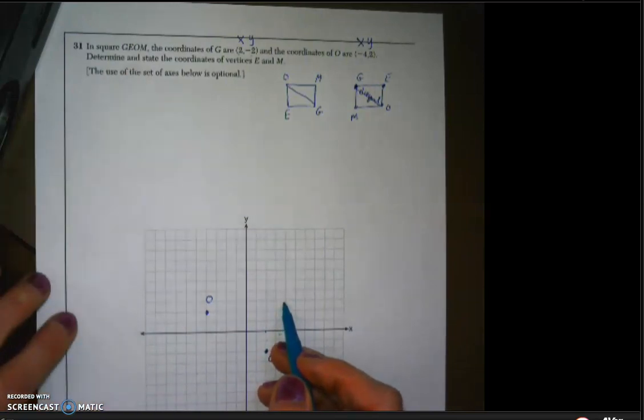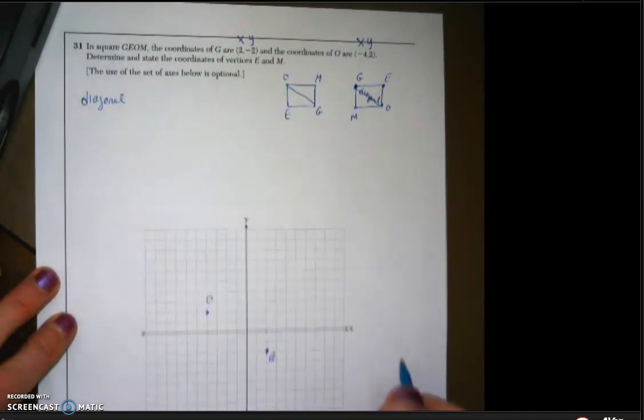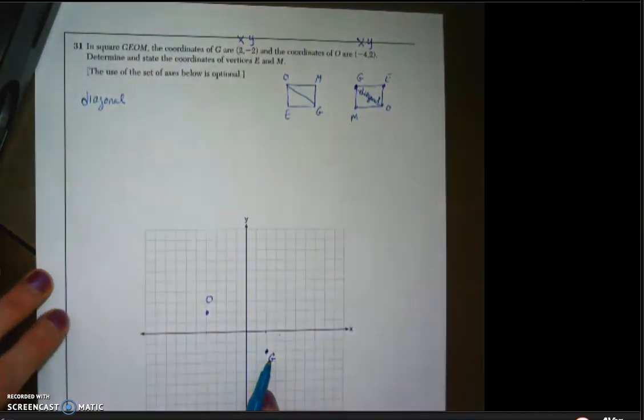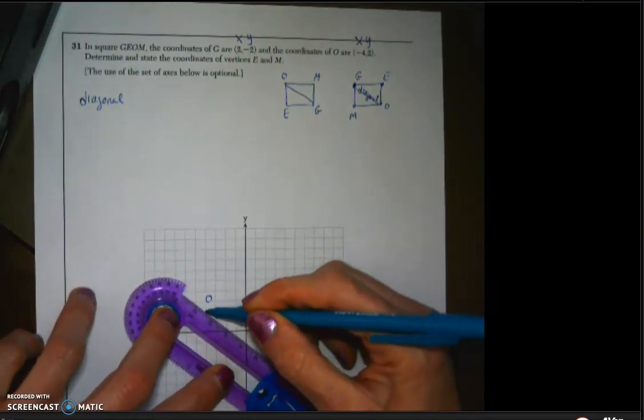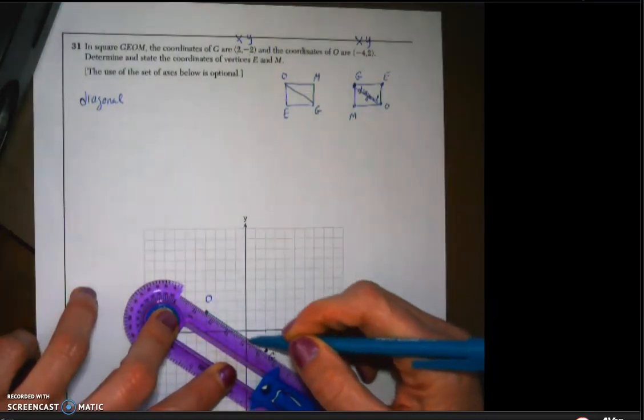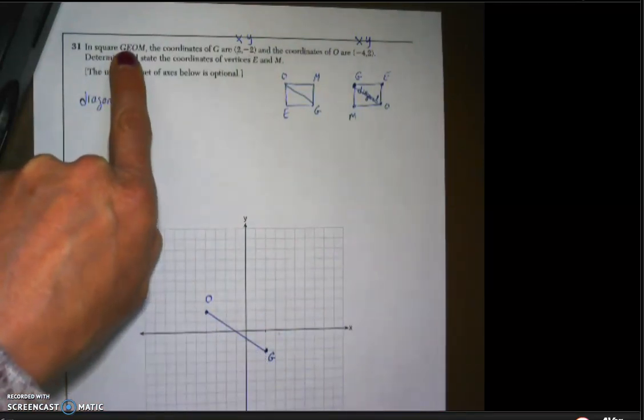So what did they give us? They gave us a diagonal. If we connect these 2 points, that's going to be a diagonal. I can actually use a straight edge to do this. So just so you know, this is not the side of the square. This is a diagonal because figures are named in the order of their vertices.